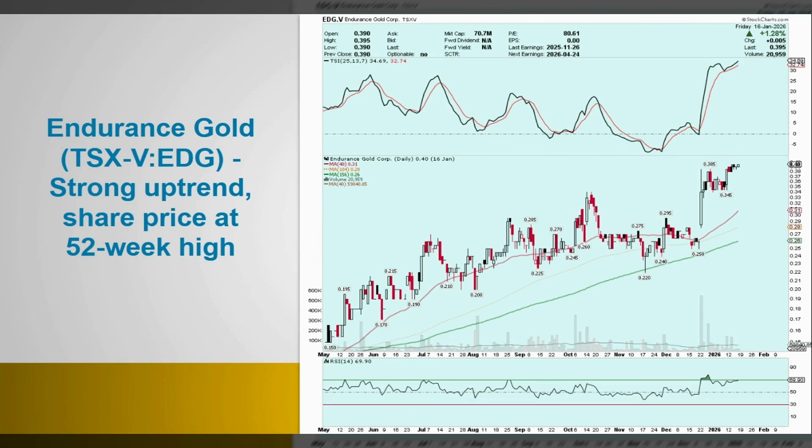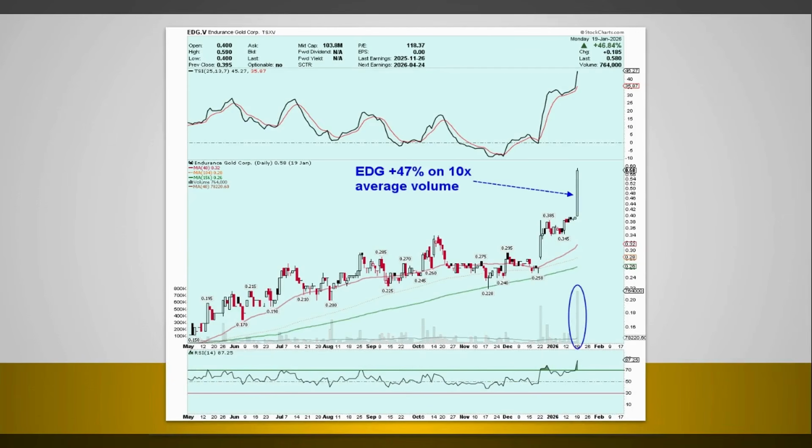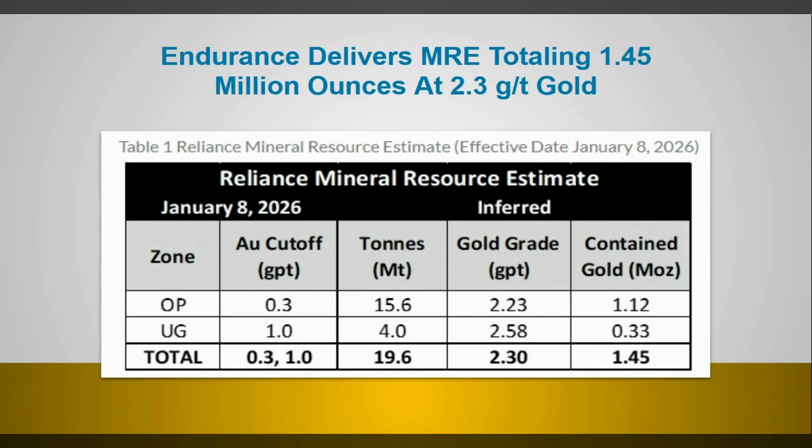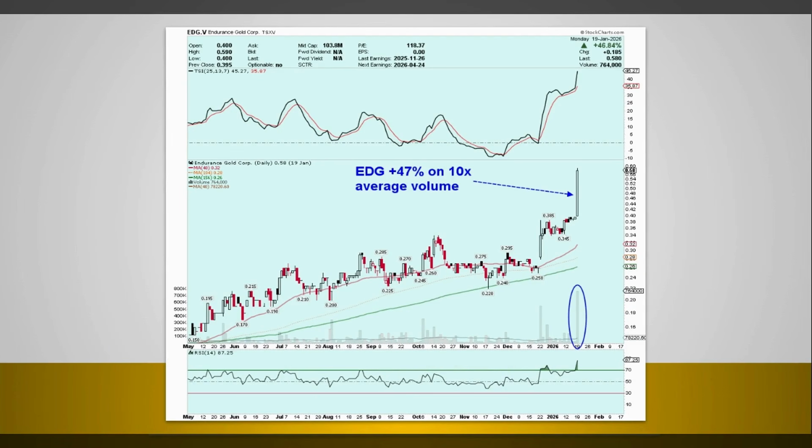So Endurance Gold uptrend. You can see that bottom left to upper right. This was as of mid-January. The company announced an MRE, beat market expectations. So 1.45 million ounces of gold at 2.3 grams per ton, mostly open pit, right? You can see what the stock did, right? So that was not drill results, but that's a news-driven breakout. Very bullish, in my opinion.